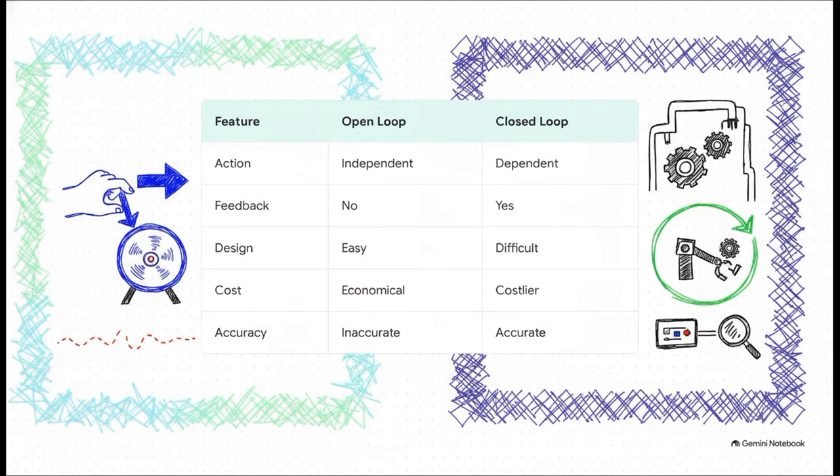So the real takeaway here is the trade-off. Open loops are super economical and really easy to design, sure, but they are famously inaccurate because they just can't adapt. Closed loops, on the other hand, they're complex and definitely costlier to build, but they give us incredible accuracy. They are the true backbone of modern automation.